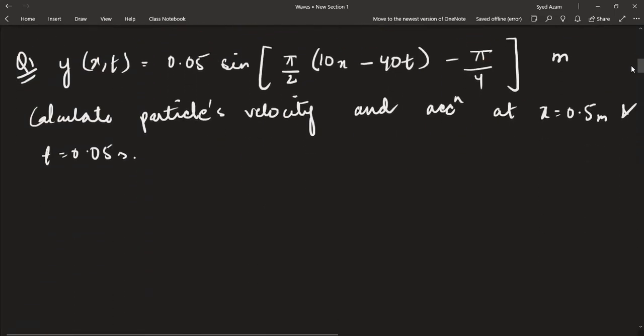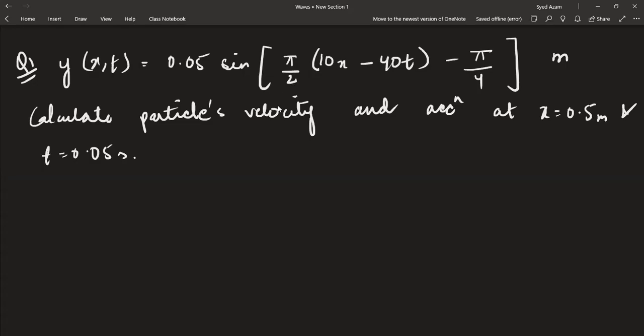Now there's a question, class. Y is equal to 0.05 sine pi by 2 (10x minus 40t minus pi by 4). Class, all these questions are very easy. If you get such questions in class 11, this is very easy. You just have to have the main equation ready with you. See, if we say y is equal to a sine omega t plus kx, so just compare it with the equation. Your main equation should be ready. This is the equation of displacement.